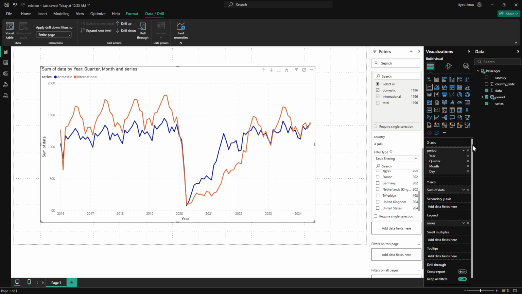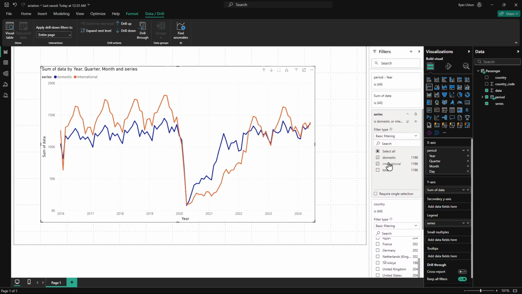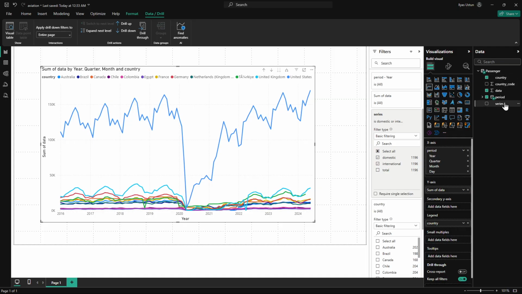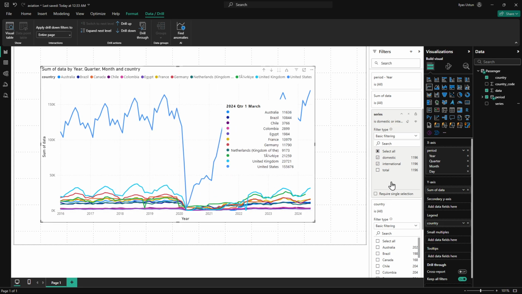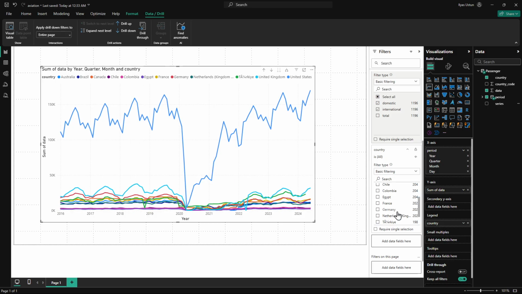Now here under the legend we have the series, whether it's international or domestic, and we only selected international and domestic. Good. So if I drag this country into this legend, then each line will now have a different color based on the country it is from, right? And now there are too many colors, so it doesn't look good.